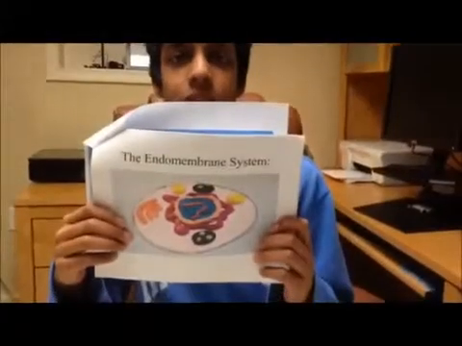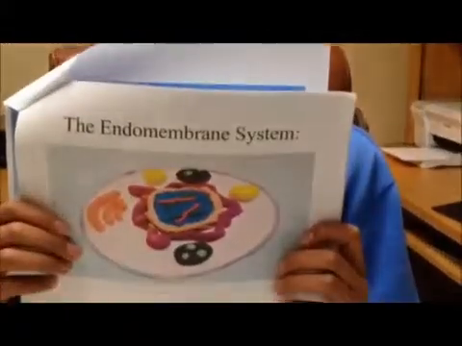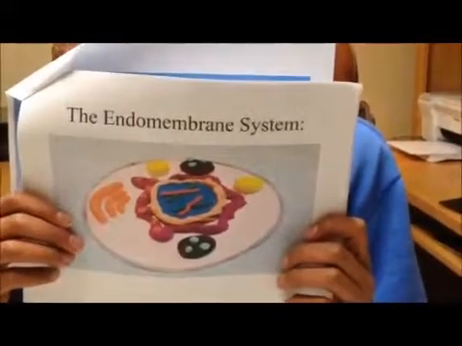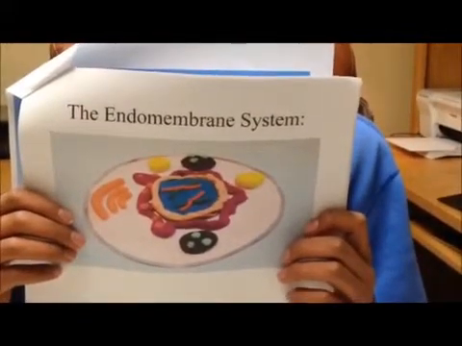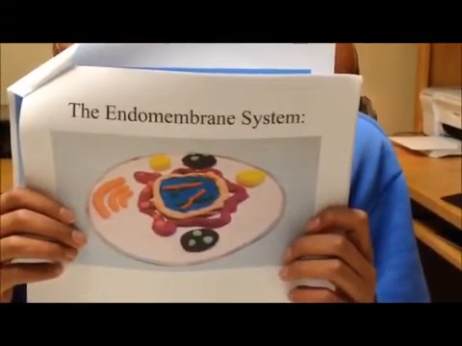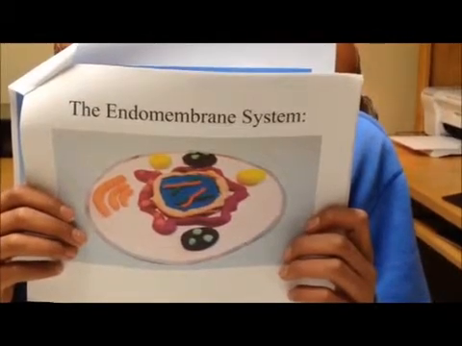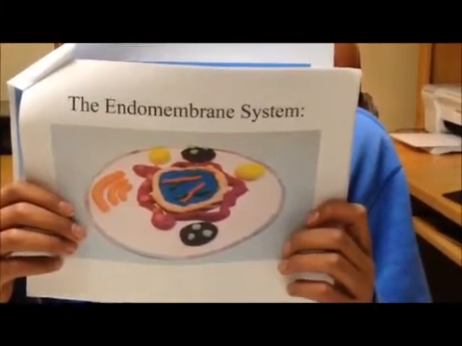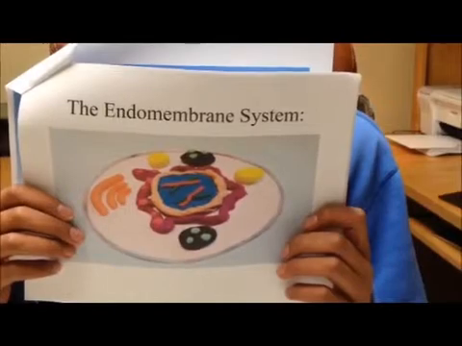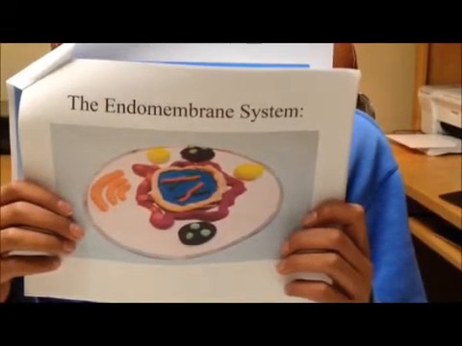This is our presentation about mitosis and the life cycle of a cell. This is the endomembrane system, and it consists of all the organelles that are suspended inside of it. The organelles are the nucleus, the ribosomes, the endoplasmic reticulum, the Golgi apparatus, the vesicles, the lysosomes, and the plasma membrane.